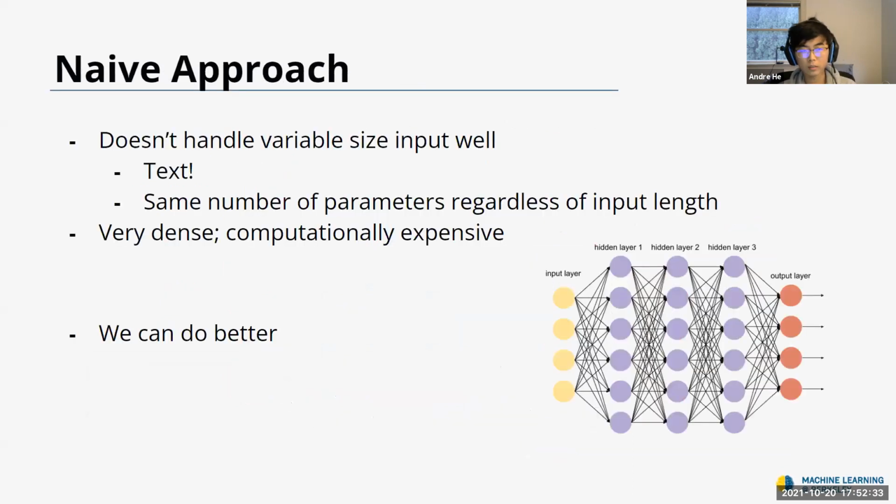Yeah, so once again, with our naive approach with the fully connected layers, the main problem is that it doesn't handle variable size input, and it has a large number of parameters, or a very small number anyway. The number of parameters doesn't change with your input, so it could be either way too large or just not expressive enough.